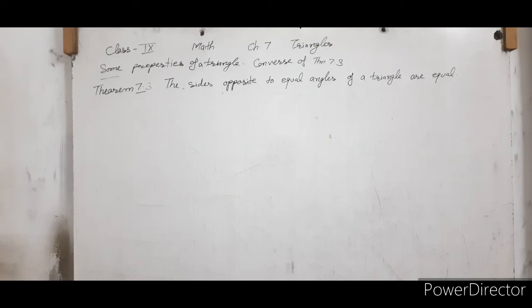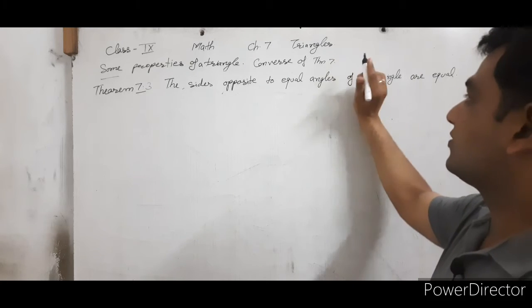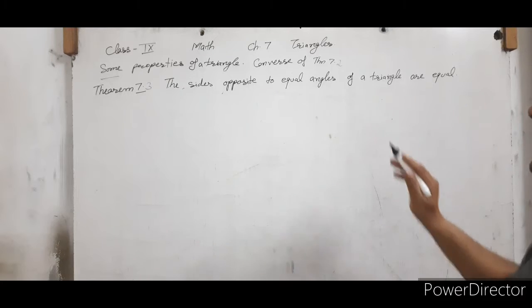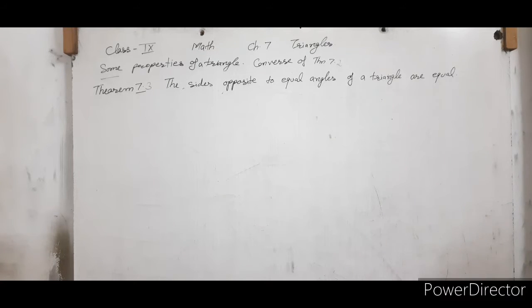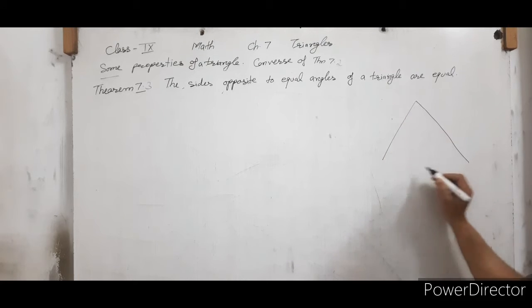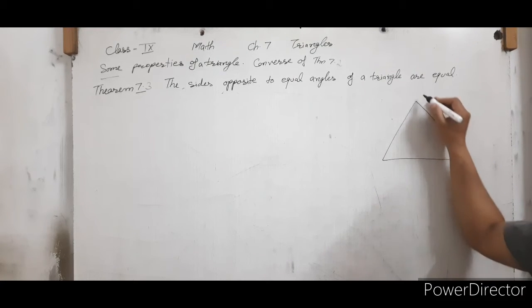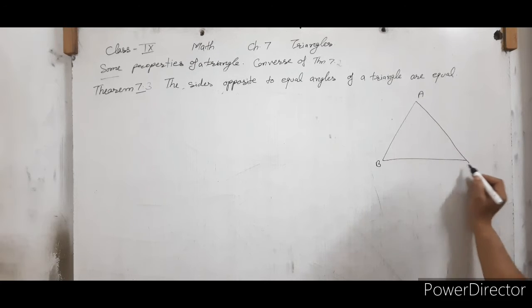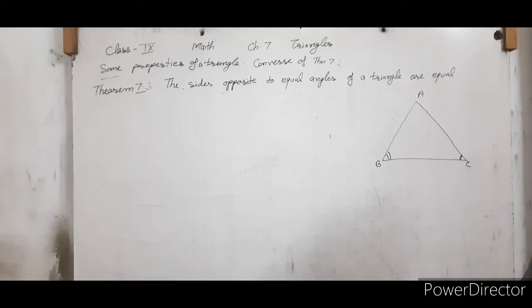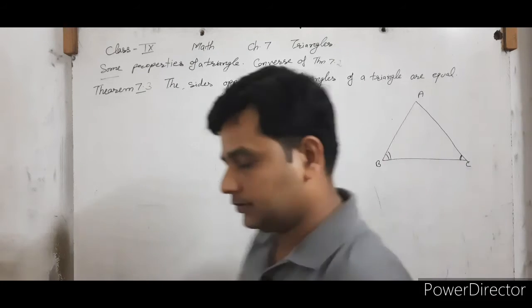Converse of the previous theorem 7.2. According to the converse of 7.2, the sides opposite to equal angles of a triangle are equal. There is a triangle in which two angles are equal. It's given ABC, where angle B is equal to angle C, or angle ABC is equal to angle ACB.